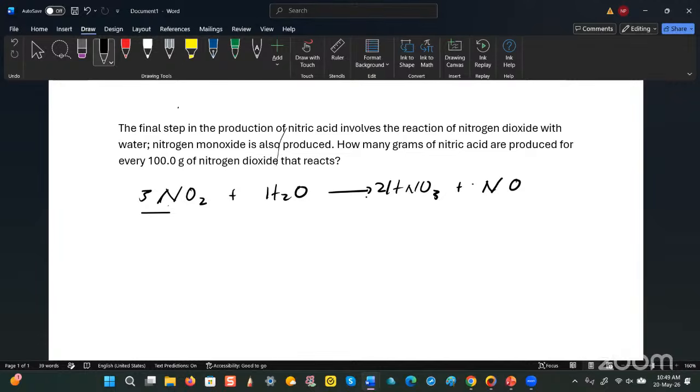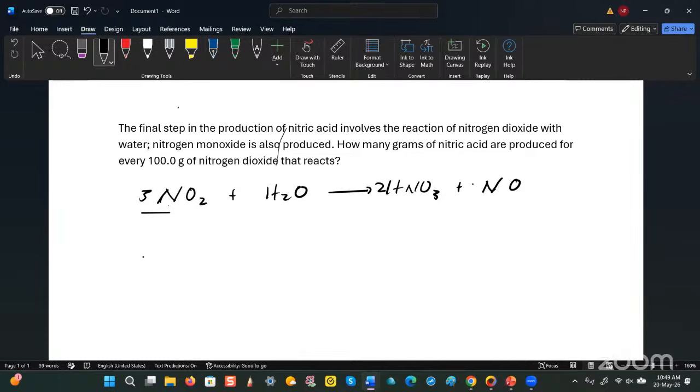Because now we have 3 nitrogens, 2 plus 1, 3 nitrogens. We have 6 plus 1, 7 oxygens. 2 times 3 plus 6 equals 6 plus 1, 7. And then 2 hydrogens. Okay, so now the equation is balanced, all right? So that's the first thing you have to do. You have to make sure that the equation is balanced.